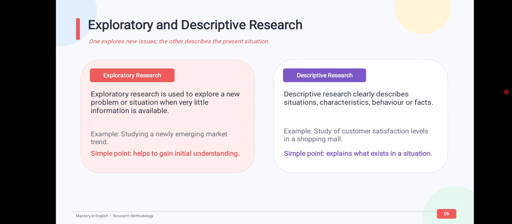In case of exploratory research, we basically explore the new ideas, and this research is used for initial understanding. It is used when little information exists. But in case of descriptive research, this research describes the situations, and this is the detailed explanation of any phenomena. It is used to explain the characteristics.